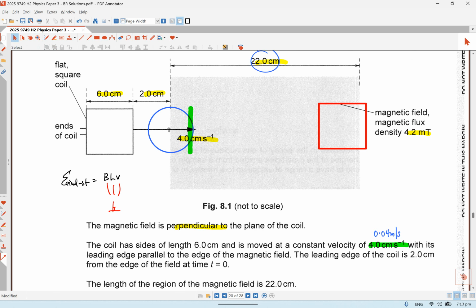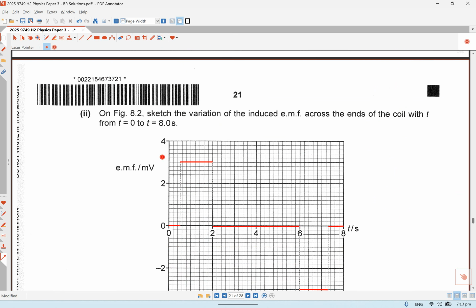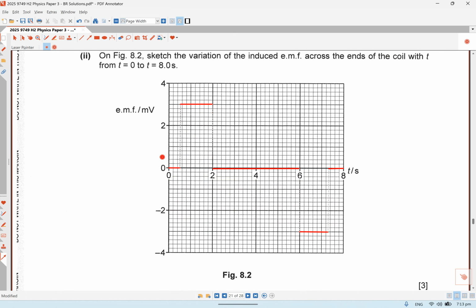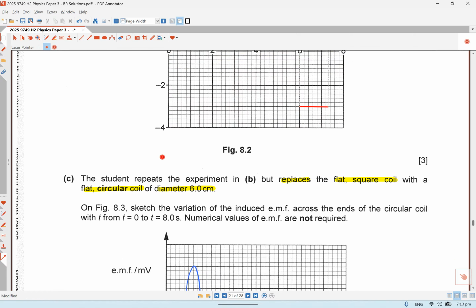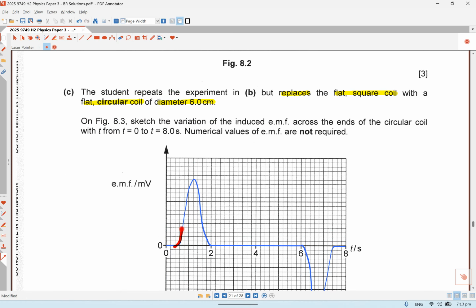And once it reaches the halfway mark, can you see that this amount is becoming smaller and smaller? This white region here is becoming smaller and smaller. So if I were to draw the graph for this circular coil, which is what they said, because the square coil is replaced by this circular coil, and you're supposed to sketch the induced EMF, your graph should have an initial increase and then a drop, right?